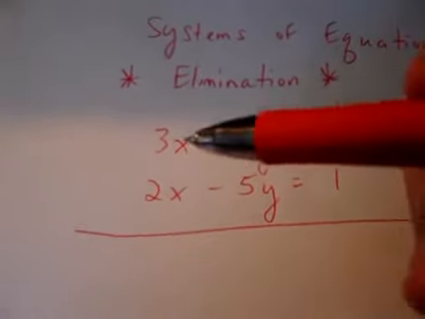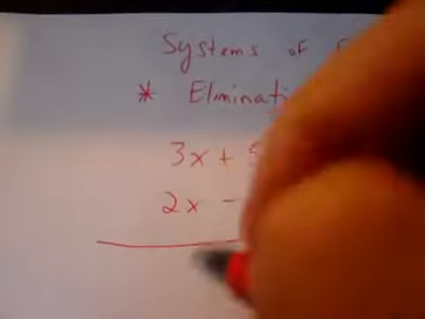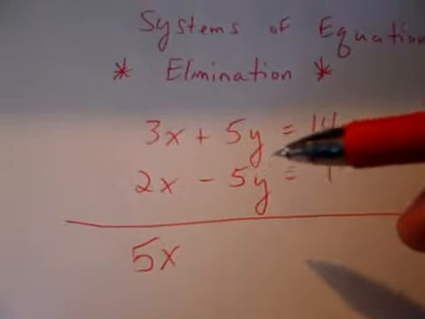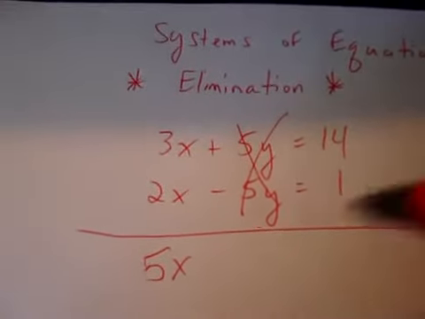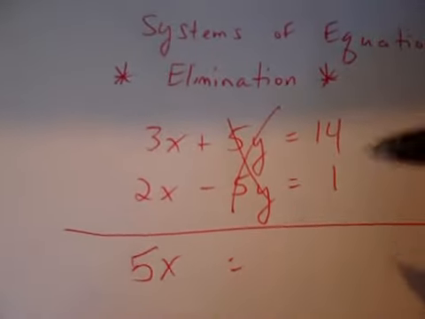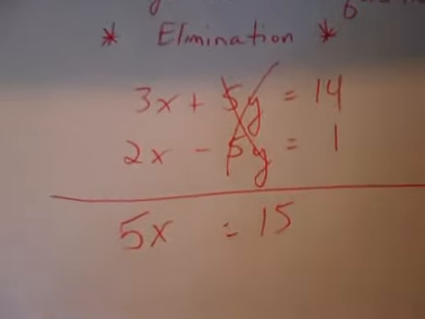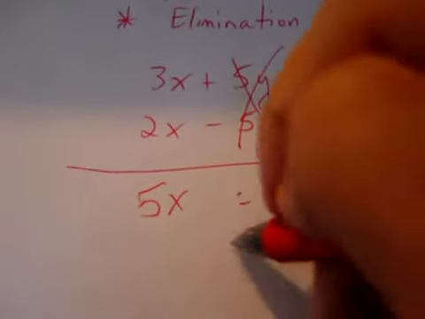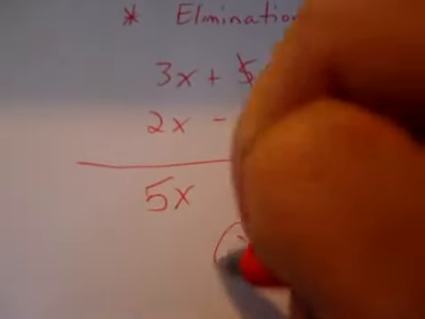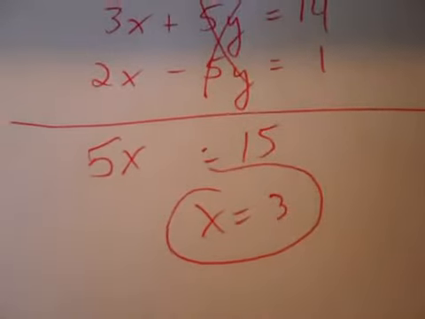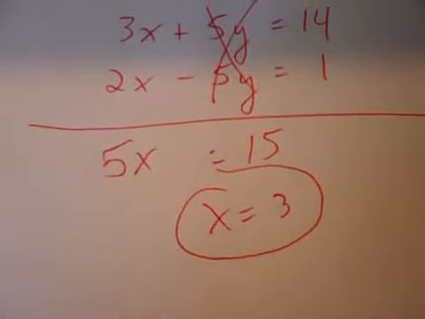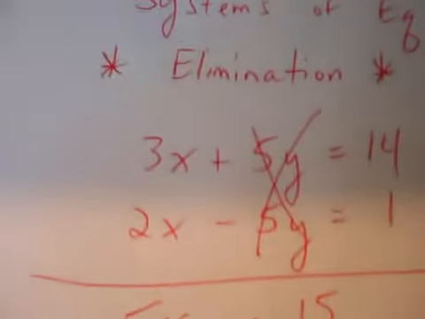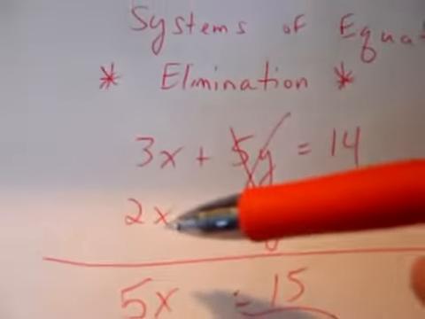Here we go. 3x plus 2x gives us 5x, plus 5y minus 5y cancel to 0, and we have 14 plus 1 is 15. Therefore, we have 5x equals 15. Solving for x, you get x equals 3. Now, that is your x part of the solution. Remember, we want the intersection point x comma y. To get the y value, you would simply replace x equals 3 into either here or here and solve.